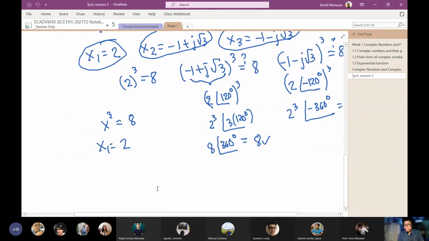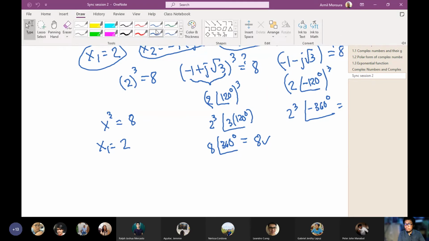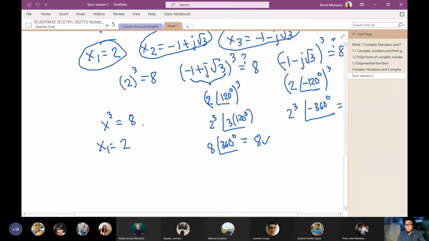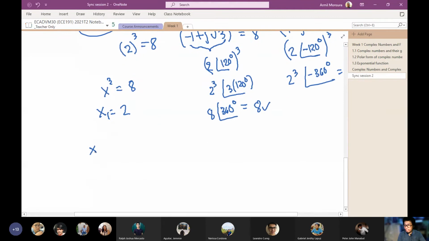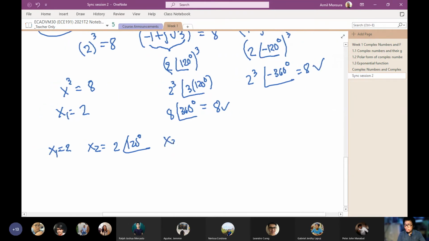Okay. Ito yung tatlong sagot natin, no? We have the following as our roots. Okay. So yung first root natin is ito. Yung second root natin, okay. So the first root is at 2. Okay. The second root in polar form, that's 2 bar angle 120 degrees. Okay. And the third root is at 2 bar angle negative 120 degrees.